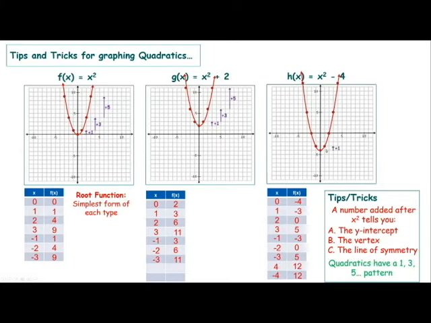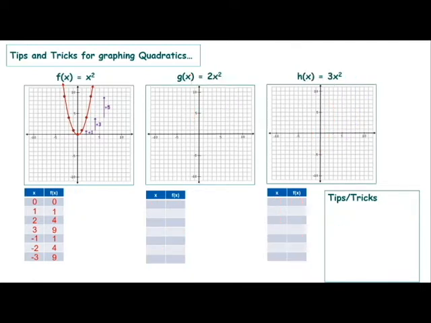Same thing happens here. This is an increase of 1, an increase of 3, an increase of 5, followed by an increase of 7. The next one would be an increase of 9. As long as all I've done to my x squared is subtract 4 or add 2 or add 0, it's always going to grow with that 1, 3, 5 pattern.